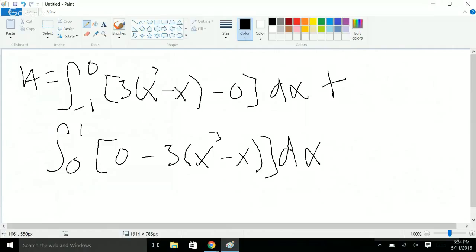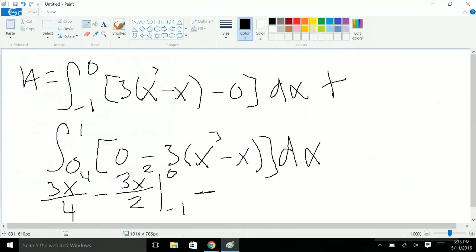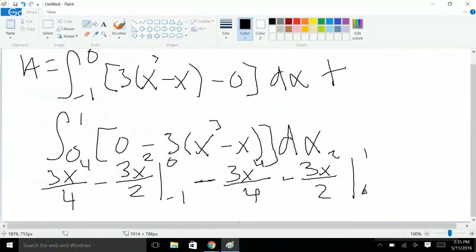Then we integrate 3x to the 4th over 4 minus 3x squared over 2 from negative 1 to 0 minus 3x to the 4th over 4 minus 3x squared over 2 from 0 to 1. This comes out to be 3 over 2.